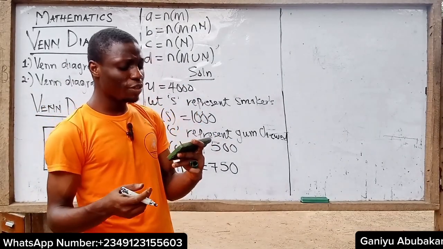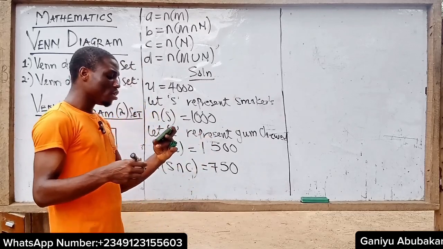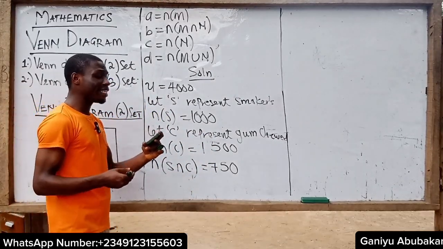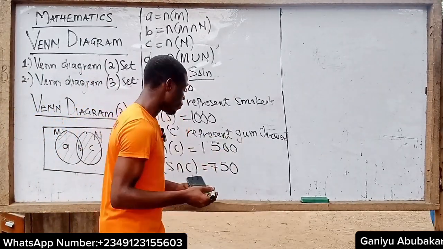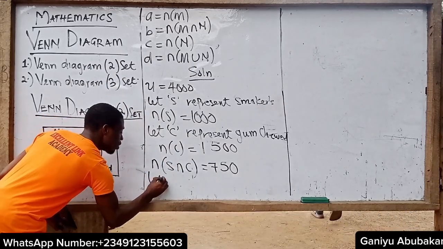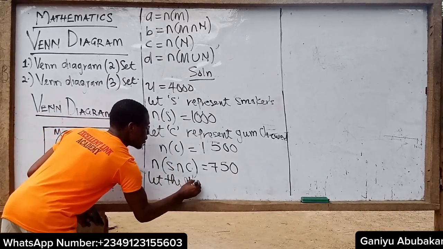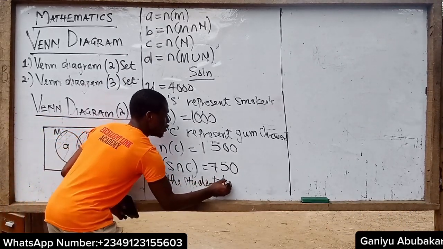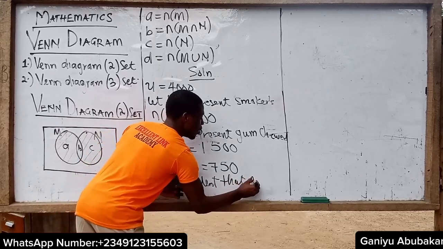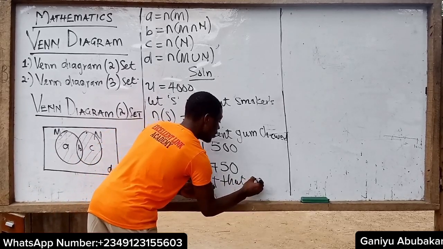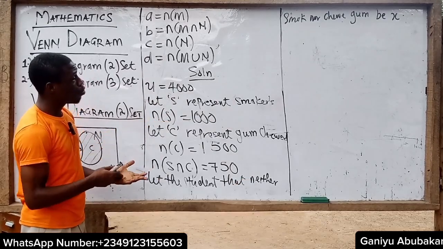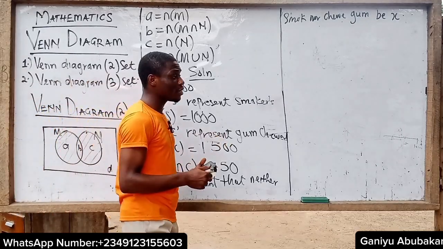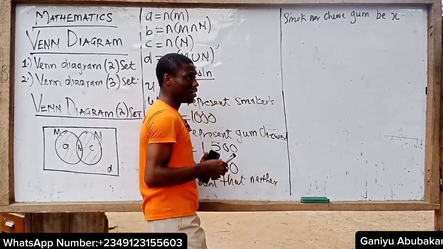So what the question says, find out how many students neither smoke nor chew gum. So let the students that neither smoke nor chew gum be X. So that becomes what I have in this case here now.